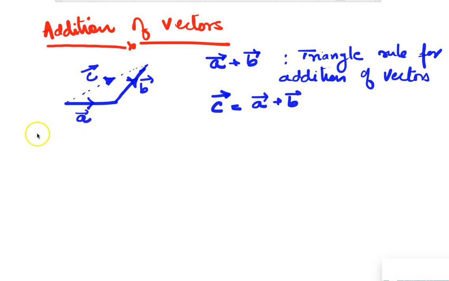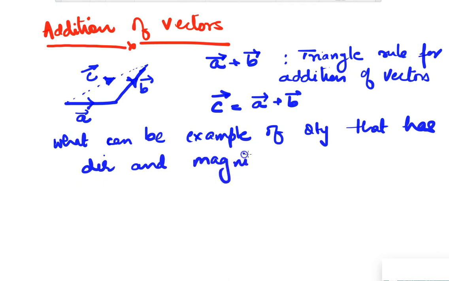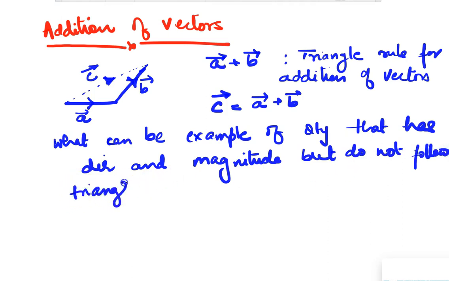So what can be an example of a quantity that has direction and magnitude but does not follow the triangle rule of addition? Any thoughts?